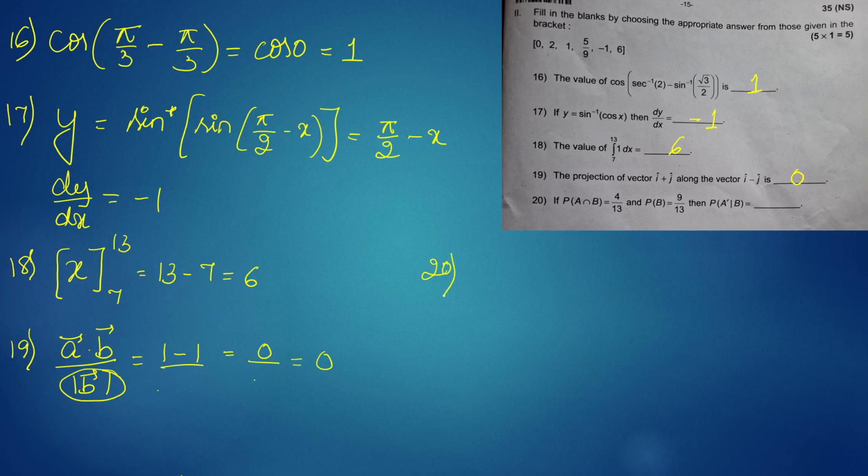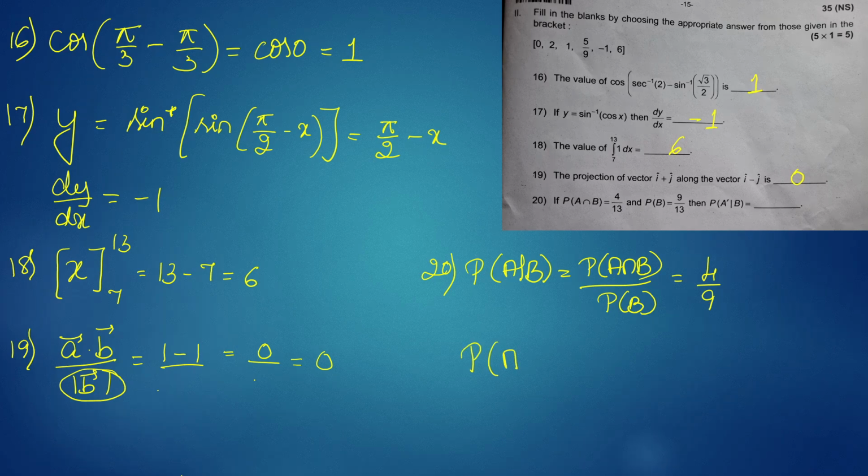The last question. To find probability of A dash given B, first let us find probability of A given B, which is nothing but probability of A intersection B divided by probability of B, which is nothing but 4 by 9. If we substitute and simplify, we get 4 by 9. But the question is probability of A dash given B. That is nothing but 1 minus probability of A given B. So, 1 minus 4 by 9, which is obviously 5 by 9. So, the answer for 20th question will be 5 by 9.